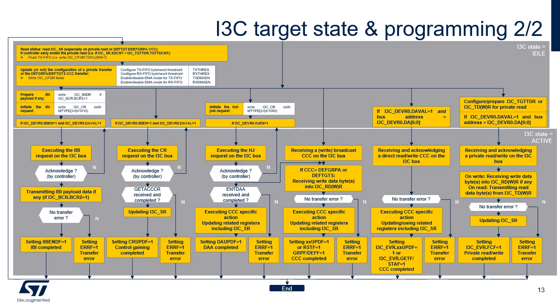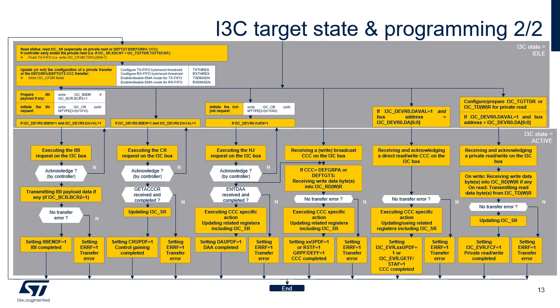From left to right, the various communication messages that are handled by the target are inbound interrupt, controller role request, hot join, receipt of a write broadcast CCC, receipt of a direct read or write CCC, receipt of private read or write request. Common Command Codes, or CCCs, are I3C's standardized commands.